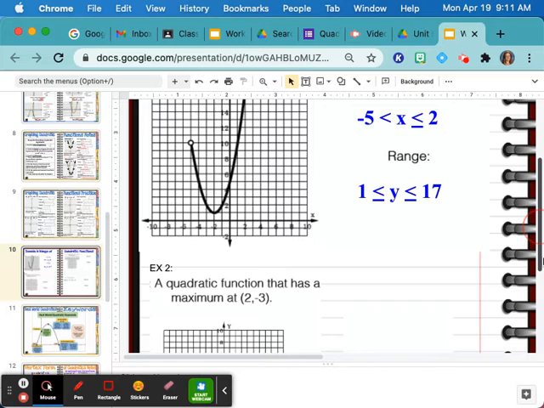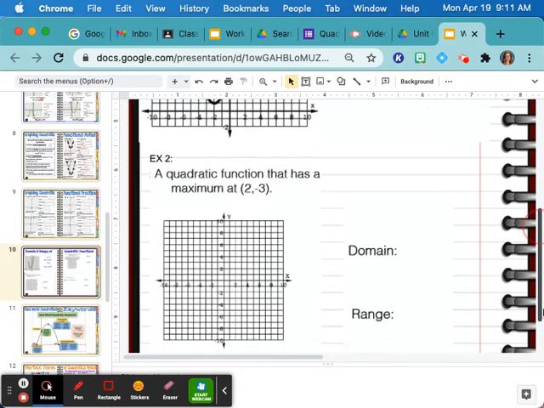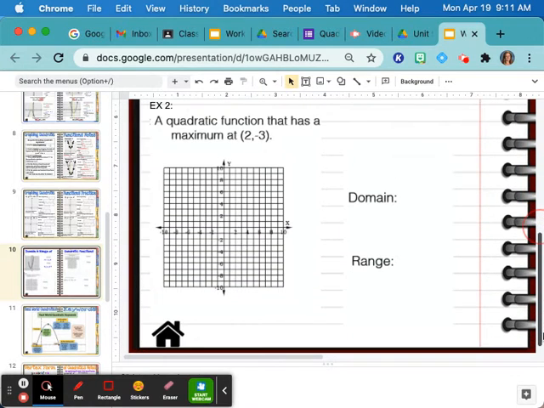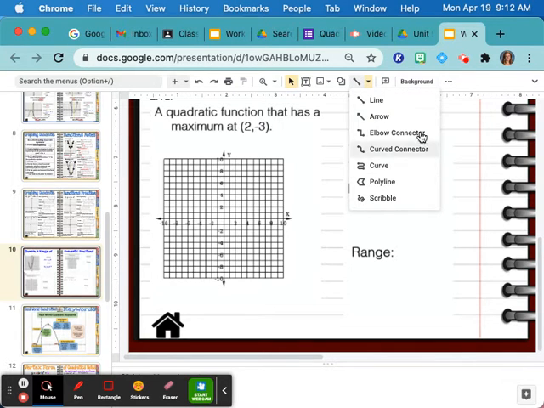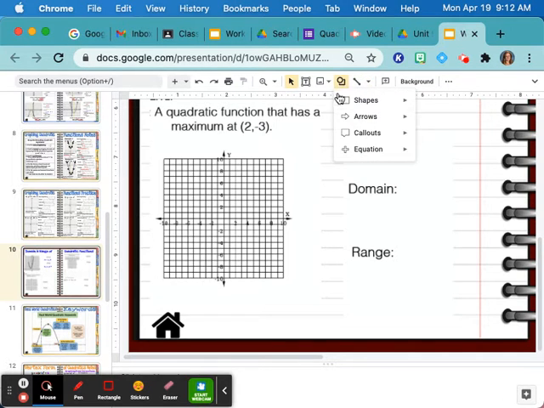Okay, the next one, example two: a quadratic function has a maximum of 2, negative 3. Let's go ahead and put a point. So insert a shape. Let's do a circle. Let's make a little point up here. I'm going to make it red.